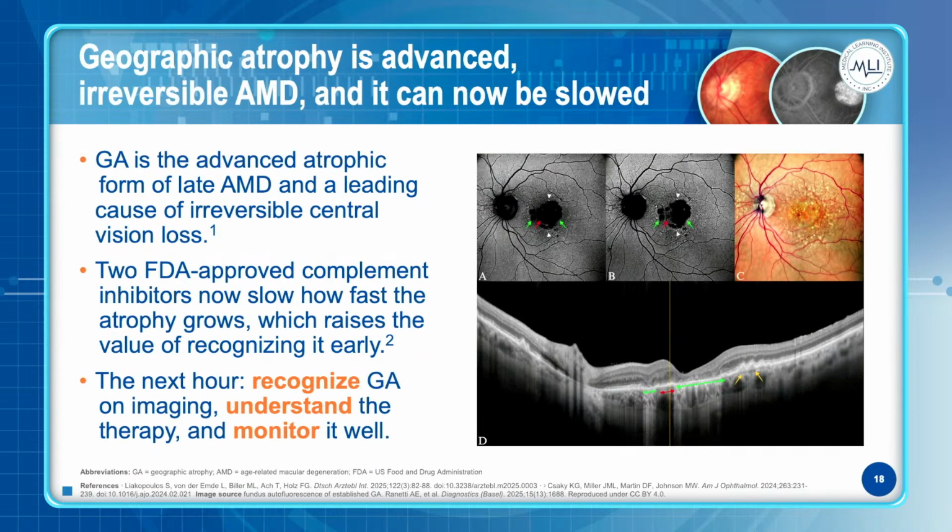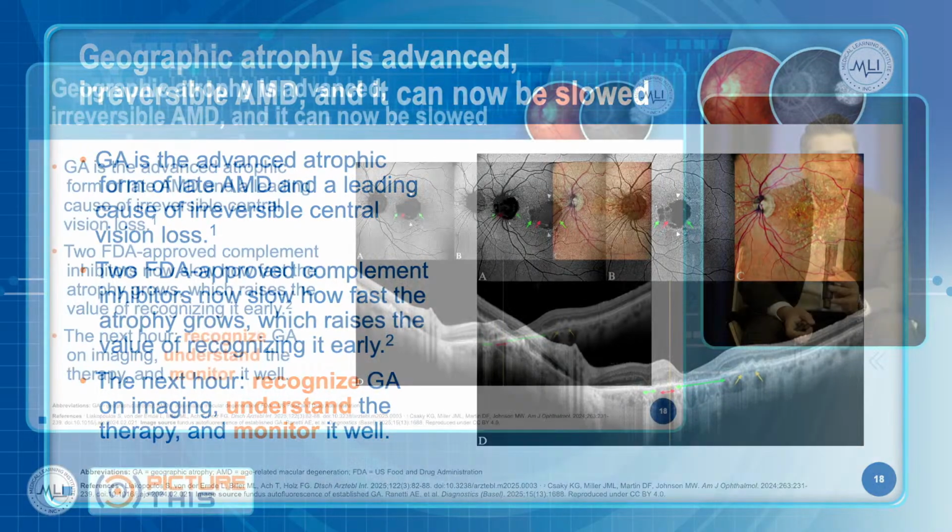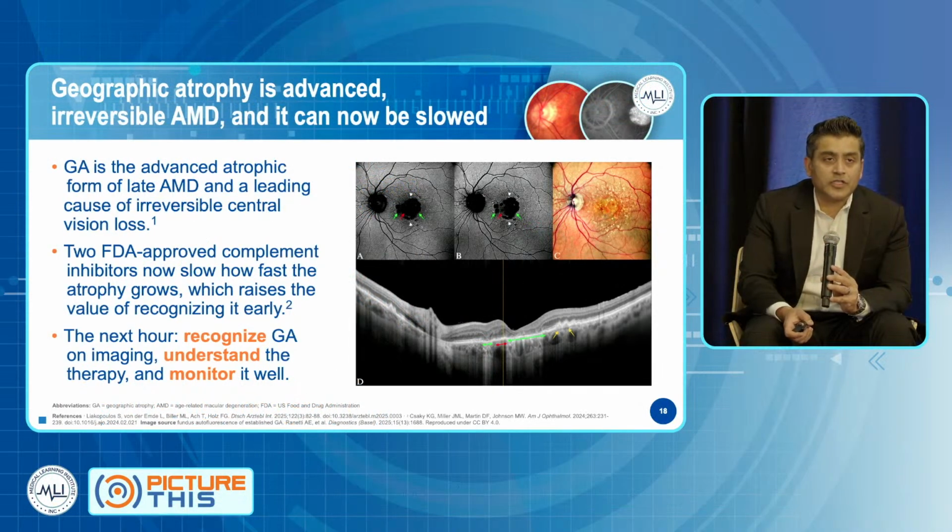All right, so let's get started with some content and some imaging. So geographic atrophy, obviously all of us are aware, is advanced form of AMD, and it's irreversible, and it can now be slowed because of the approved complement inhibitors. And we know that it's a leading cause of irreversible central vision loss. I think it was a milestone when we had approval of 2 FDA-approved complement inhibitors to slow down the disease and hopefully keep independence longer for our patients.